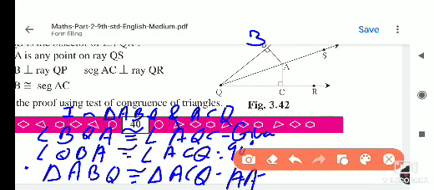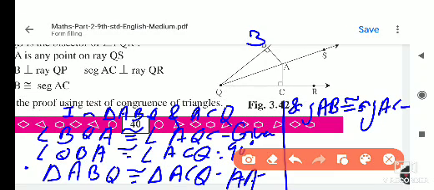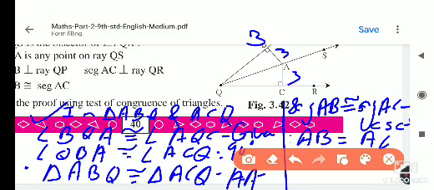And once these two triangles are congruent to each other, its corresponding side, that is seg AB, is congruent to seg AC, and the reason behind it is CSCT, corresponding sides of congruent triangles. Therefore AB is equal to AC, which means its measure is the same. These are the steps that we have to write in the proof. You just note down these steps and you have to complete this theorem.